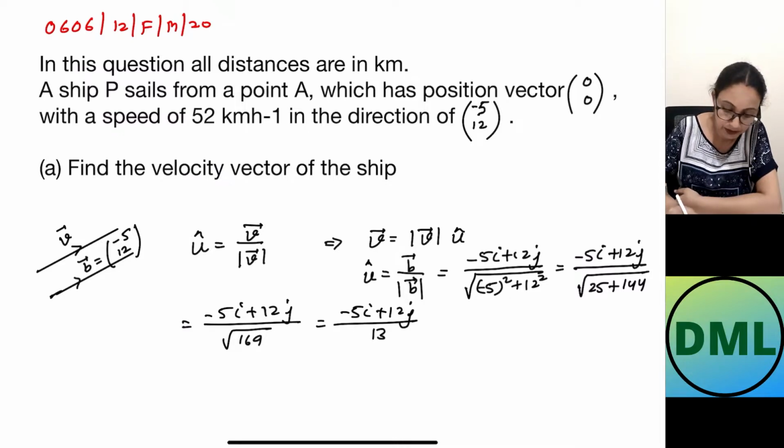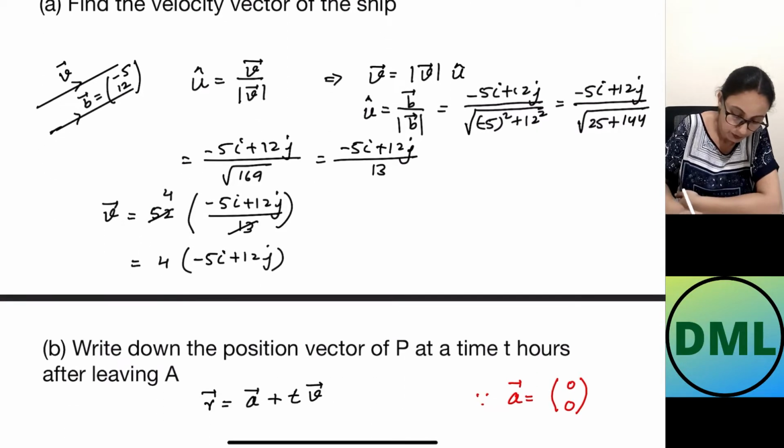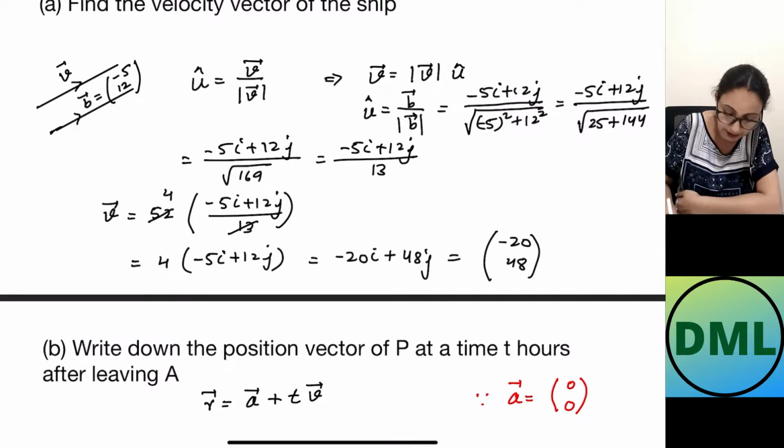Now I'll substitute the value of the unit vector here in the velocity. So my velocity vector will be given by the magnitude of v, which is 52, and then the unit vector, (-5i + 12j) over 13. Now 13 will cancel with 52 to give 4. So that will be written as 4 times (-5i + 12j). If you multiply that, that will be -20i plus 48j, which can be written as a column vector (-20, 48).